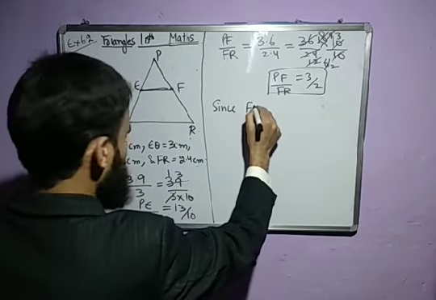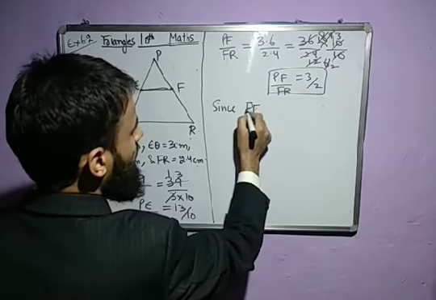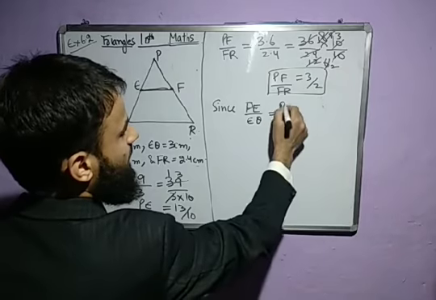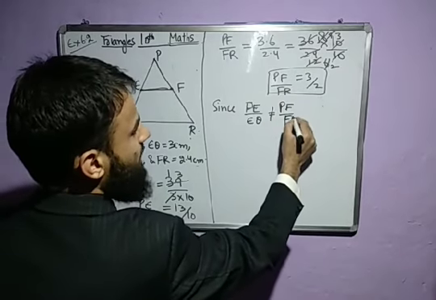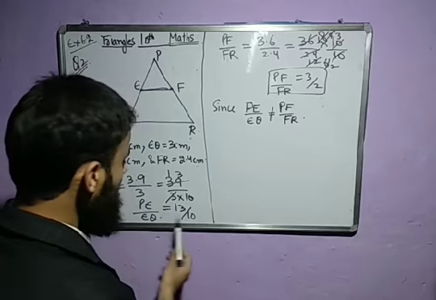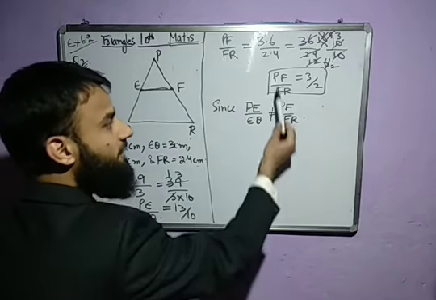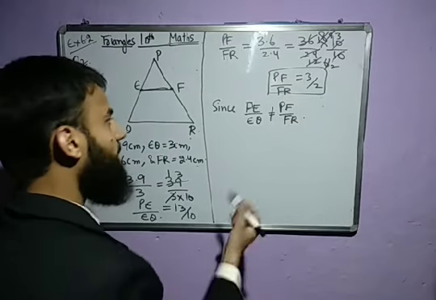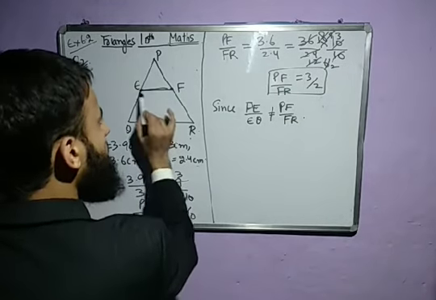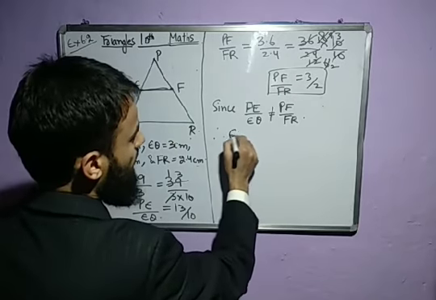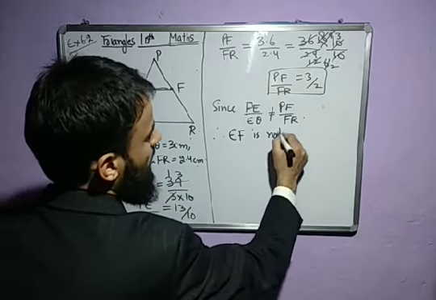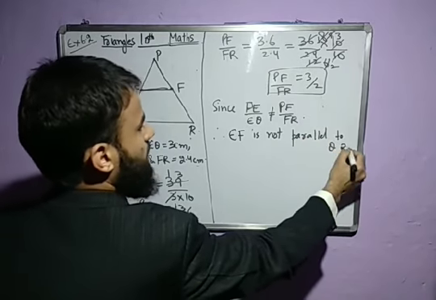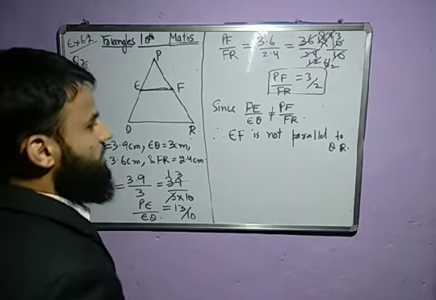Since we find that PE divided by EQ is not equal to PF divided by FR. We can clearly see that PE by EQ we got 13 by 10 and PF by FR we got 3 by 2. So these are not equal. So this means, therefore, by the converse of the BPT that you have already studied, I can say that this EF is not parallel. Therefore EF is not parallel to QR. Okay. So this is part number 1.